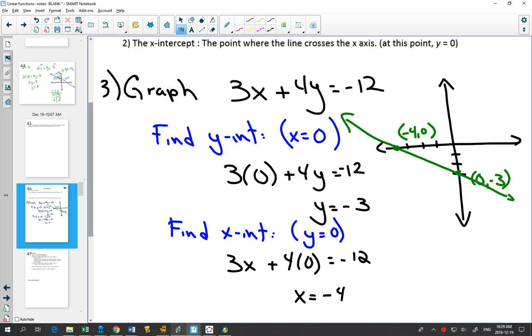The nice thing about using your x-intercept and y-intercept, you could also then look at your line's equation and say right away, I know that my equation in y equals mx plus b form is, well, what have I done to go from one point to the other? I've gone down 3 and over 4. So it's going to be negative 3/4 x minus 3. So I could use my graph to change it to y equals mx plus b form as well. Okay.